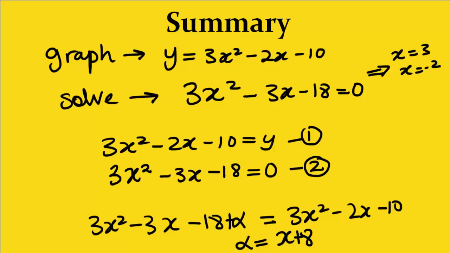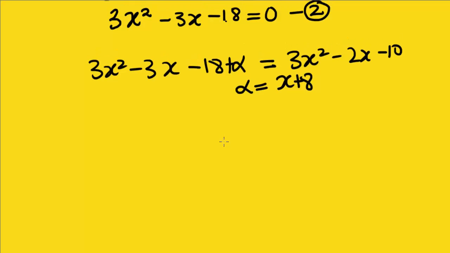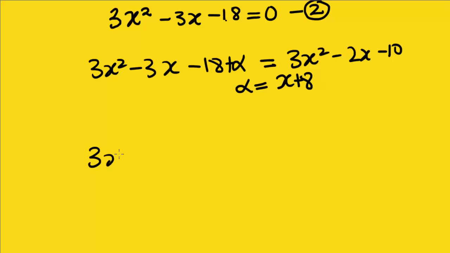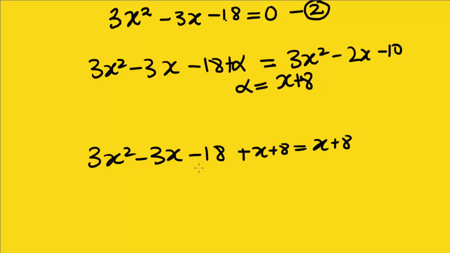And so if we take equation 2 in this case, take equation 2 and add alpha to both sides, because at the end of the day you're trying to make the left hand side of equation 2 equal to the left hand side of equation 1, but whatever you do to the left hand side of equation 2, you have to do to the right hand side of equation 2 to preserve the equality. So you add x plus 8 to both sides, and if we do it here, you see that you get 3x squared minus 2x minus 10 equals x plus 8. I'm going to call this equation 2 prime.